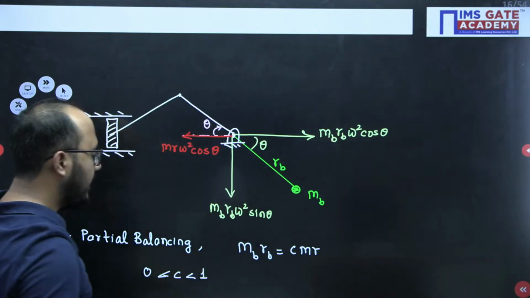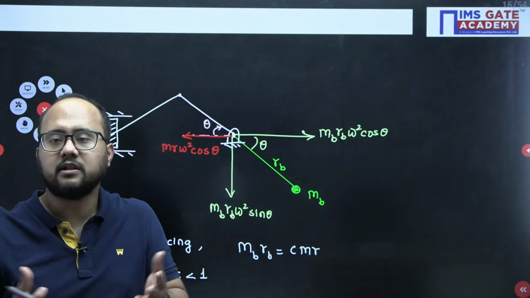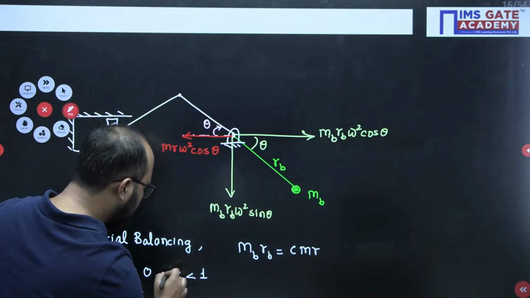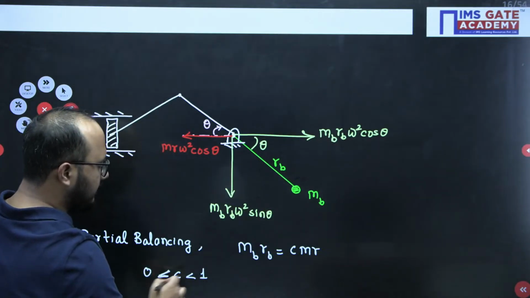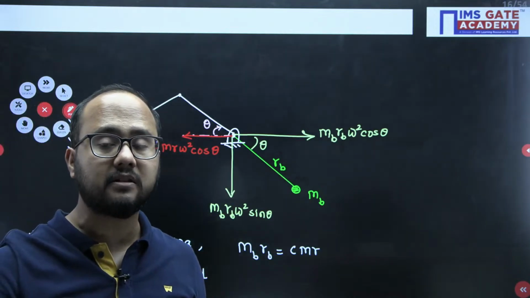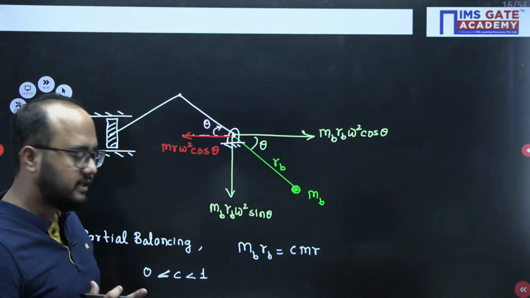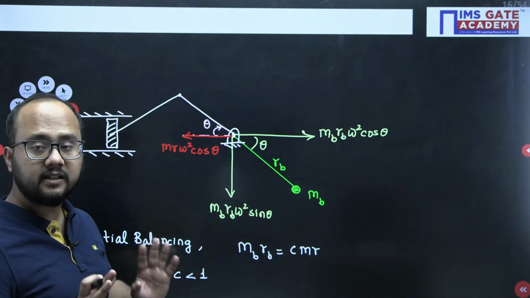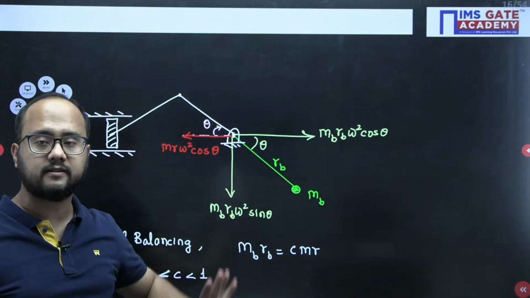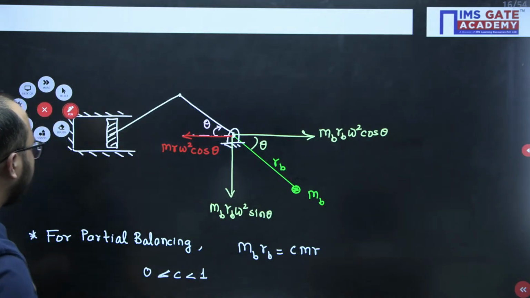If the C value is 1, it means you want complete balancing, but that is not possible. Complete balancing is not possible. So from 0 to 1 it is the value. We will be providing either 100%, 70%, 80%, or 60% based on the question. We will be providing partial balancing. So MBRB equals CMR. This is the point we should remember. If 60% balancing is mentioned, then the C value is 0.6. That's what you need to understand. I hope you are getting the point.